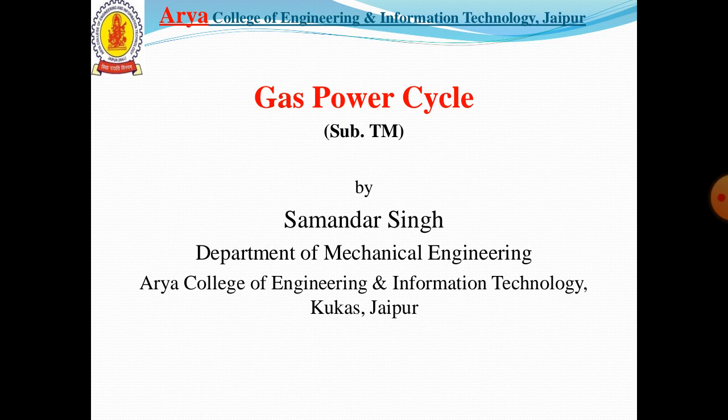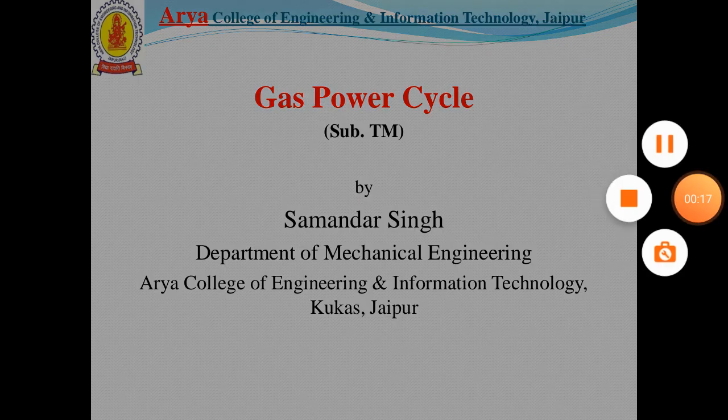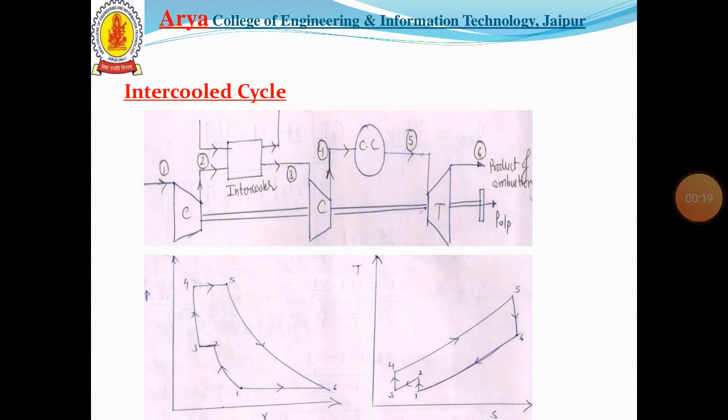Today's topic is gas power cycle, another lecture. In the previous lecture, we discussed the open arrangement of the gas turbine cycle, in which we discussed the heat exchanger cycle and reheat cycle. Now we discuss the intercooled cycle. The specific output can be increased by reducing the work of compression, that is, compression in more than one stage or using the intercooler in between them.